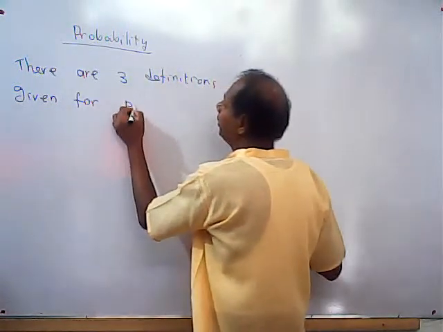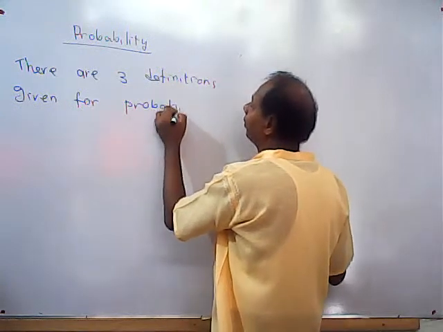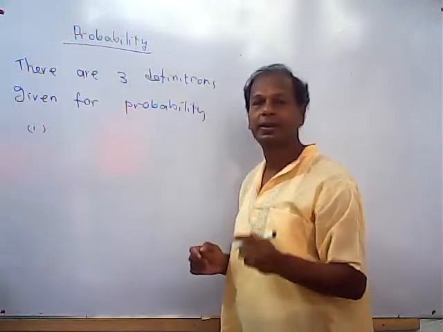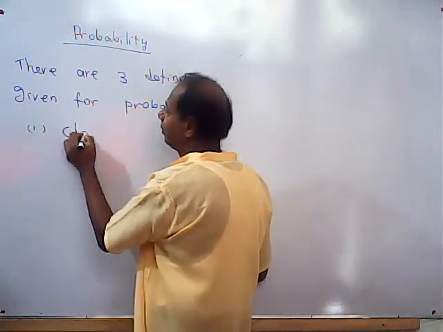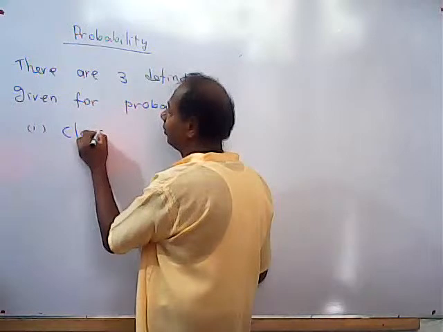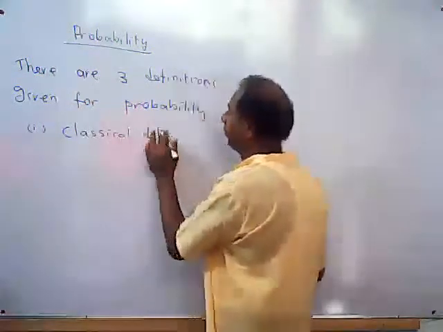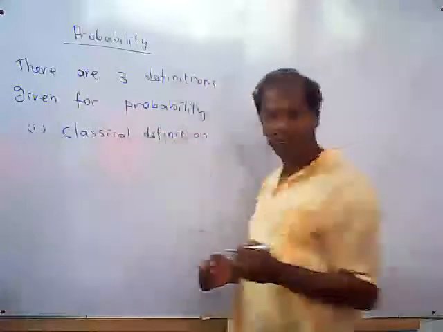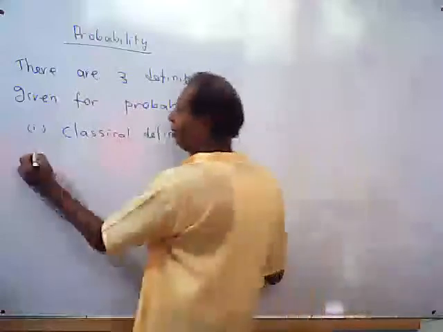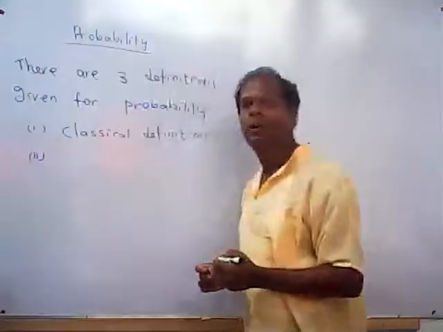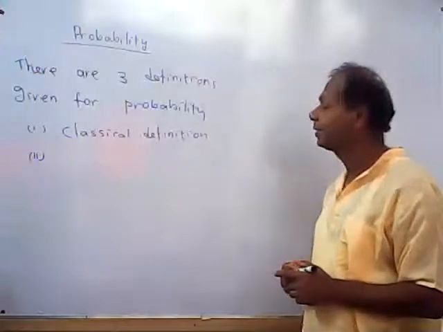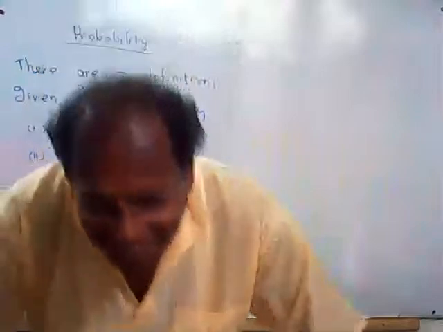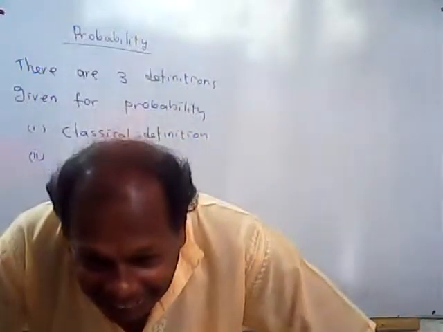Even for probability, the three definitions are: first is the classical definition. Now, classical definition, then experimental law, statistical definition.